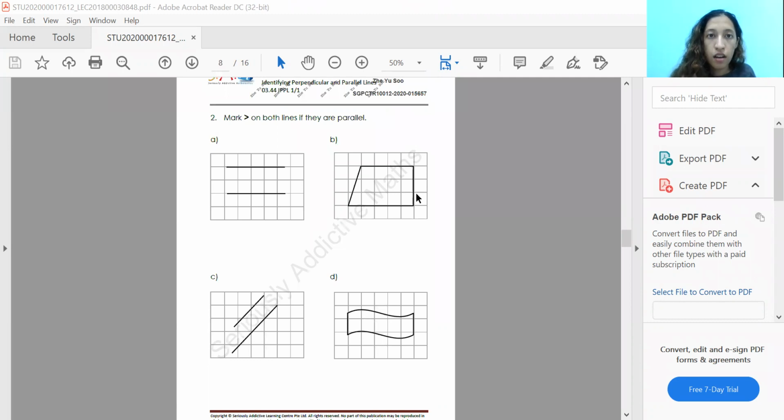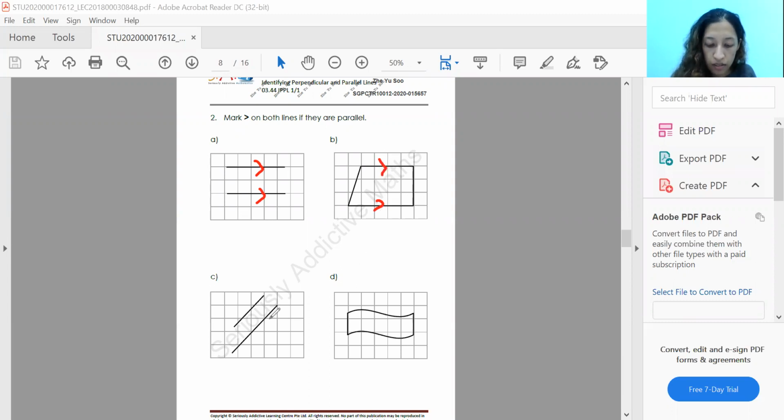Let's do this. I would like you to pause on this video and do this page for me. Okay, let's go through. Mark this symbol over here on both lines if they are parallel. Can you see that this and this, they are parallel? And then what about B? You can see over here and over here, they are parallel to each other.